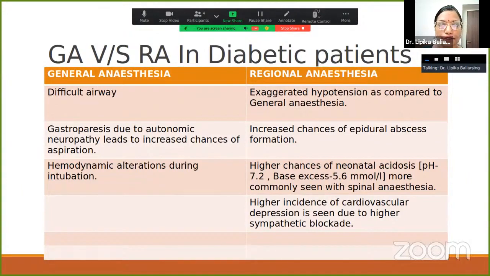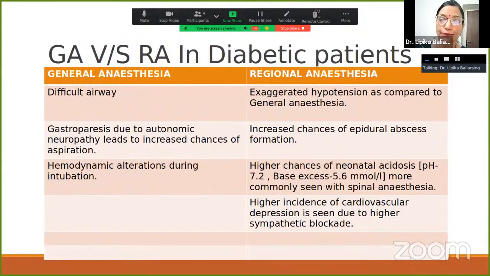And if we are providing regional anesthesia, then there is exaggerated hypotension compared with general anesthesia. In general anesthesia, the advantage is that hypotension doesn't happen. But in regional anesthesia, if we choose to give it, then we must take care of the hypotension, which can be profound in these patients. Increased chances of epidural abscess formation is another risk in these patients. So we have to be very careful about sterility, about the skin draping, and taking care of the sterility while doing any procedure, starting from the placement of the IV line. And there is higher chance of neonatal acidosis.